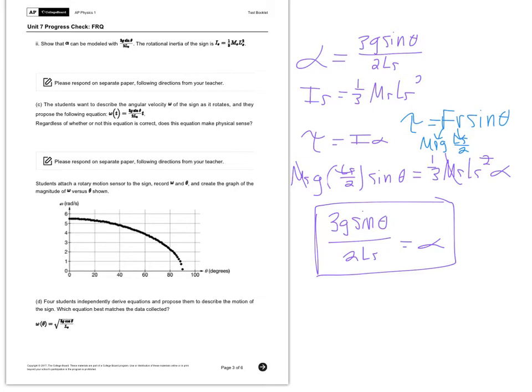Next part, C. The students want to describe the angular velocity of the sine as it rotates, and they propose the following equation. Regardless of whether or not this equation is correct, does it make physical sense? So looking at the equation, and let's move all this.